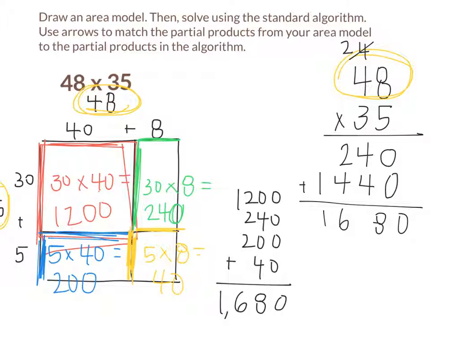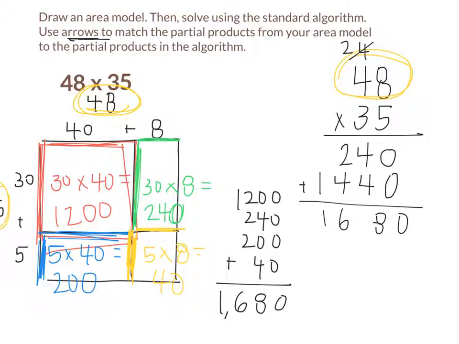But now it says to draw arrows to match the partial products from my area model to my standard algorithm. Okay, I do see a 240 right here, but what about my 1,200 or 240? Where does it line up? See if you can work together with your table group to figure out how I can draw the arrows.